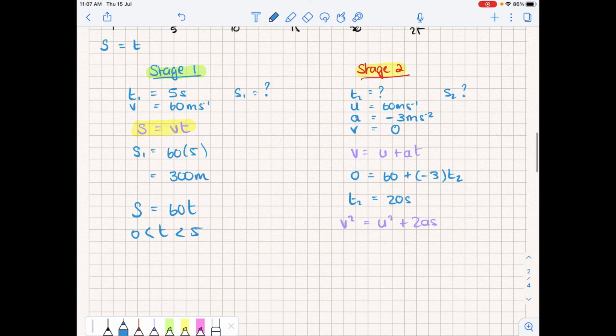Let's place in the values that we know. We know the velocity at the end is 0. The initial velocity is 60 meters per second, and that's going to get squared. Plus 2, the acceleration is minus 3, and the displacement is displacement 2. That gives me displacement 2 equal to 600 meters. So now we have how long stage 2 took, and also how much displacement took place in stage 2.